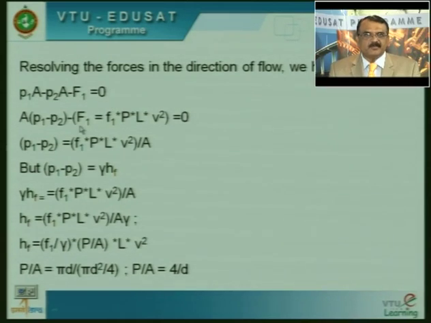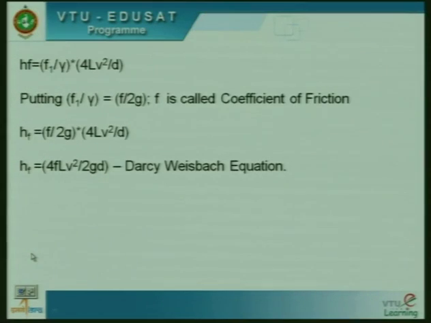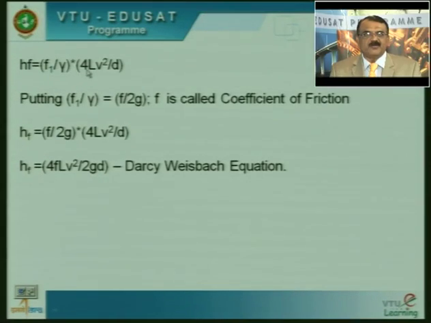Now, you know the value of F1. Substitute the value of F1, and on simplification you are going to get hf is equal to f1 into P into L into V square divided by A gamma. Kindly rearrange this. If you rearrange, this becomes f1 by gamma into P divided by A into L V square. Now, P is the perimeter, that is given by pi d, and A is equal to pi d square by 4. If you substitute that, you are going to get P by A as 4 divided by d. Substitute this value. So, hf will take the form hf is equal to f1 by gamma into 4 L V square by 2g.